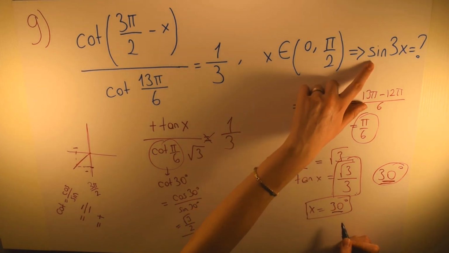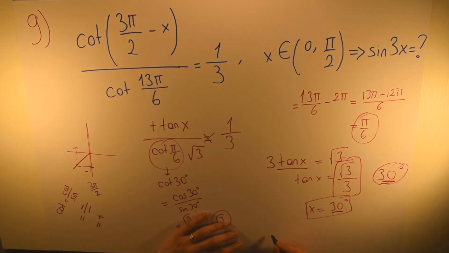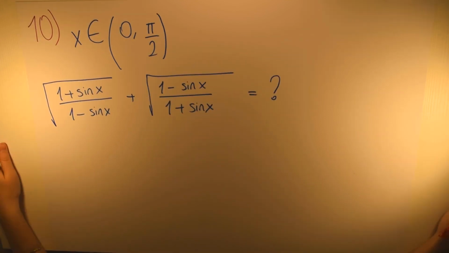What was the question? It was sine 3x, which is equal to sine 90 degrees, right? Because 30 times 3 is equal to 90. So sine 90 degrees is equal to 1. So this is the answer for our question. Let's continue with our last question.